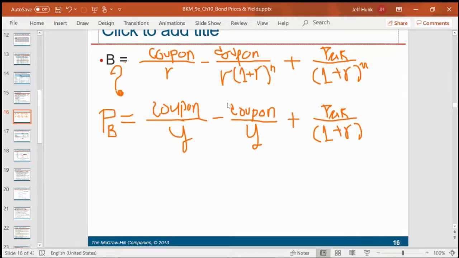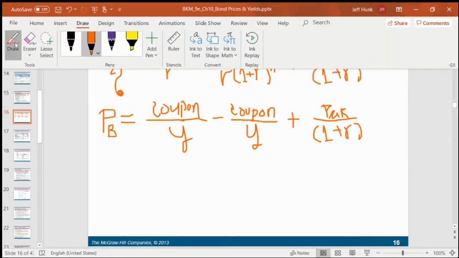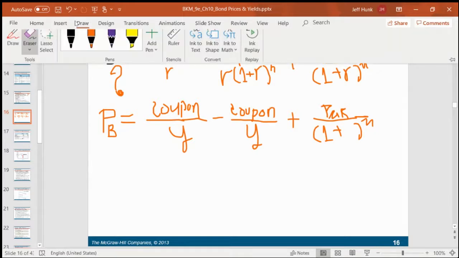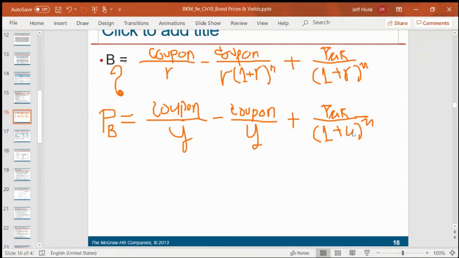I missed n here. Okay, so and there's something, this will have to be y. So what does y stand for? Of course, it stands for yield, right? Yield to maturity. So mathematically, what is in this equation?